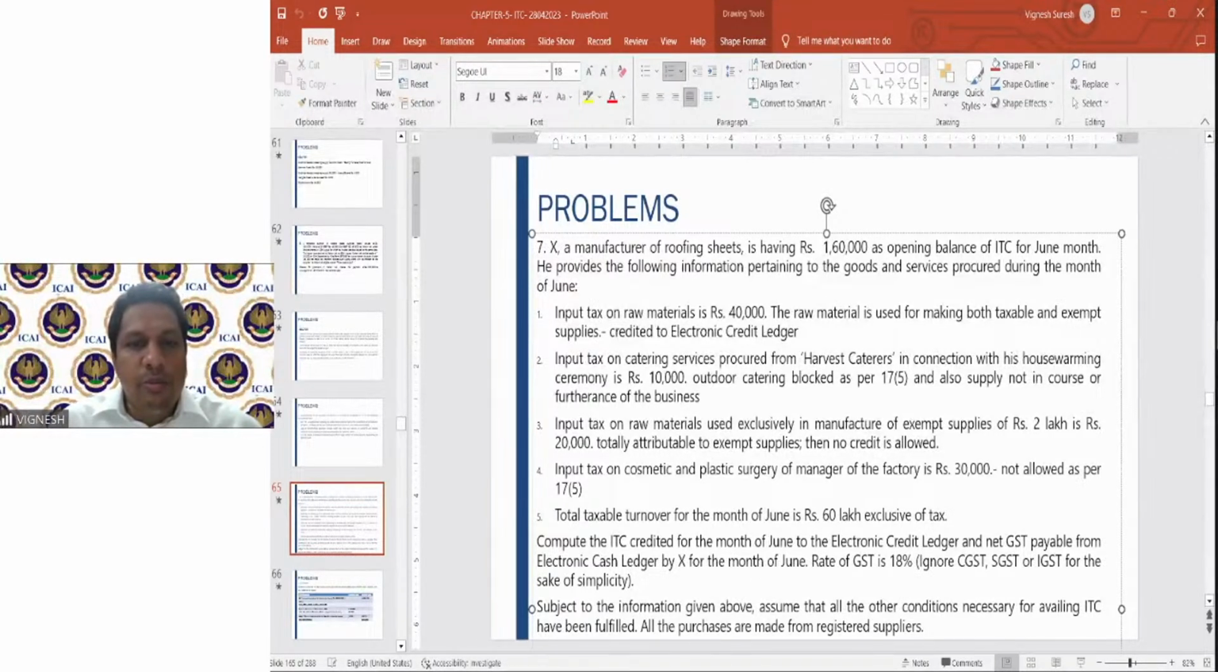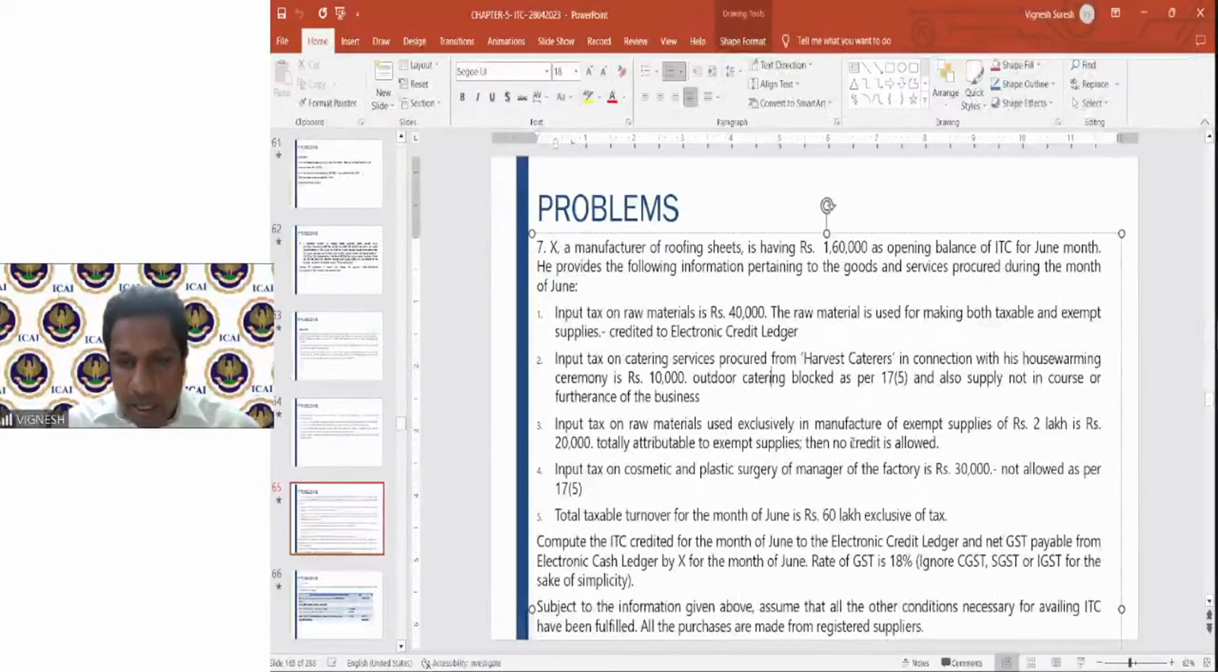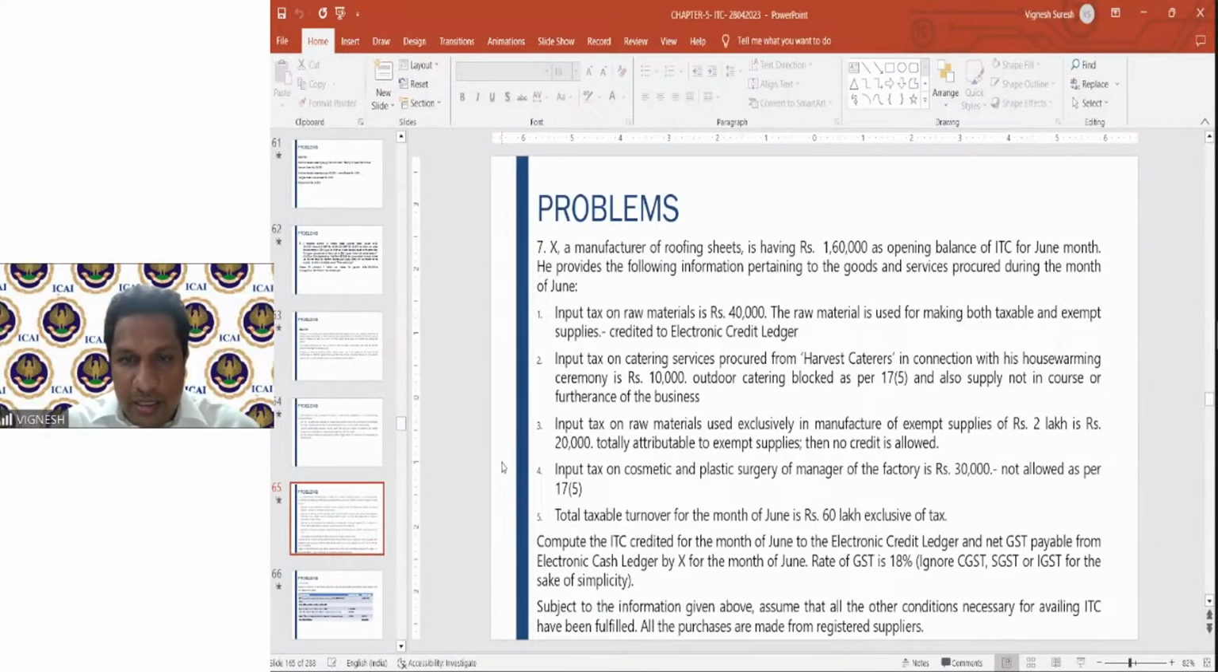Then, as per rule number 42, what is the credit which goes to the credit ledger? It will be 40,000. 40,000 will be credited to the electronic credit ledger. I hope that is clear. Then you have to find out what is the exempt supplies and what is the taxable supplies. So you will find out how much is attributable to the exempt supply. What is the turnover which is given? Total taxable turnover here is 60 lakhs exclusive of tax. So 60 lakhs is the amount which is excluding the tax.